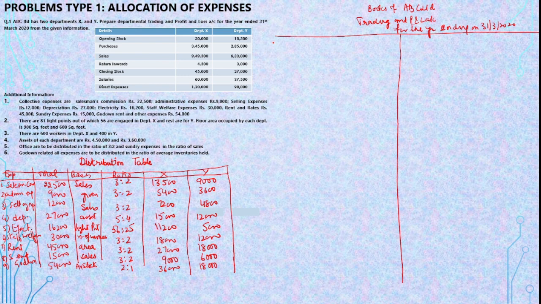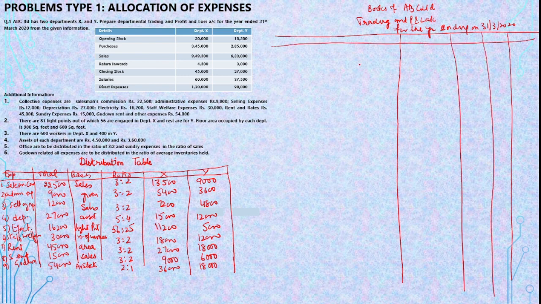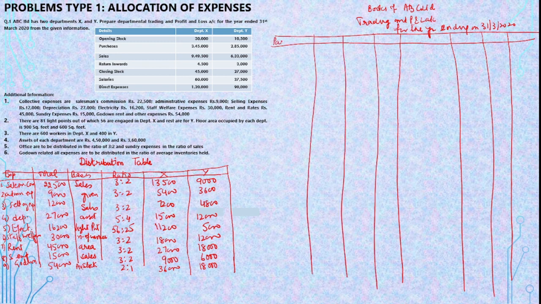2 columns for each of the 2 departments, and the third one is for the totals. Now please excuse me for these kind of lines. I am not using scale here. Particulars, department X, department Y and total.